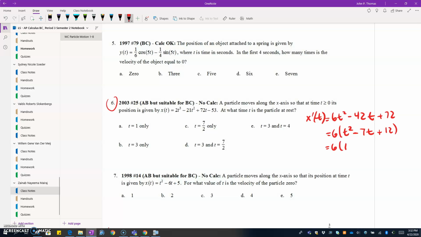All right, that gives me 6 times t minus 3 times t minus 4 for x prime of t. Now, that means there's 2 spots based on this equation, t equals 3 and t equals 4, where we're stationary. So I'm going to look back and make sure there's not any restrictions on the domain, and it said for t greater than or equal to 0. So both of those values are greater than or equal to 0. So we have two spots where this is at rest, and that is at time 3 and time 4. All right, so E would be the correct answer on that one.